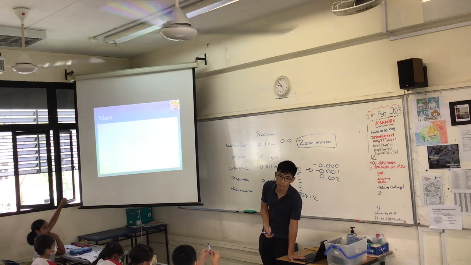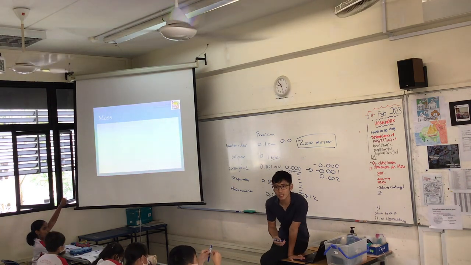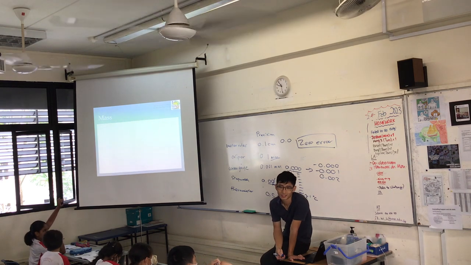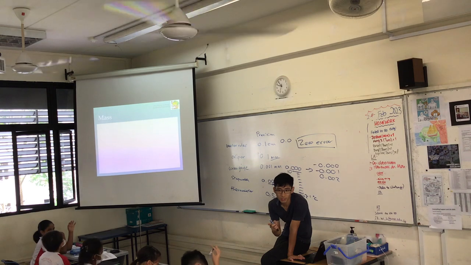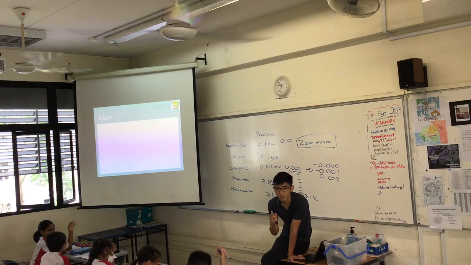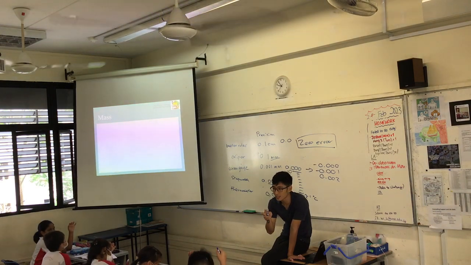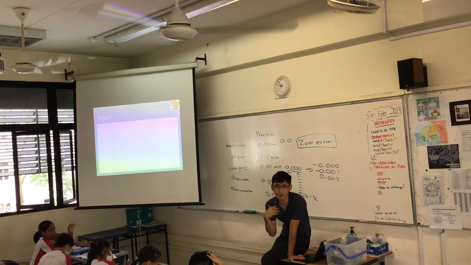You're talking about zero error, is it? Is there any way we can check? The only way is to take two thermometers. If there's a slight difference, that means one of them is wrong, but I don't even know which one is wrong.